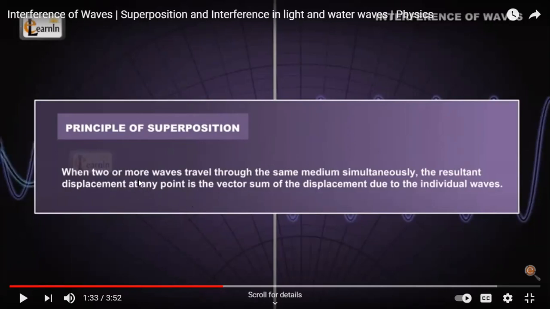What is it actually stating? When two or more waves, as I stated earlier, the sources may be two or three or n number of sources. That's why two or more waves travel through the same medium simultaneously. That means they are traveling in the same direction. Then the resultant displacement of these overlapping waves is the vector sum of the displacements due to the individual waves.